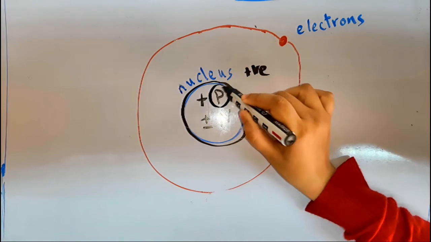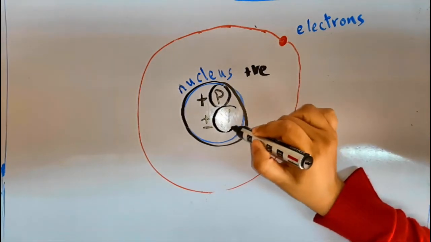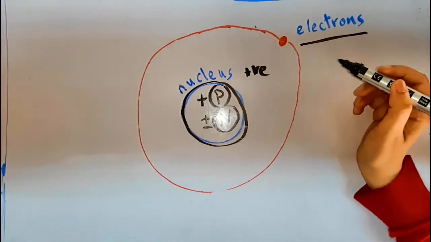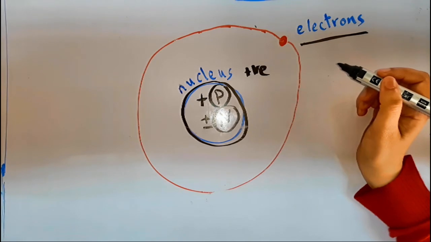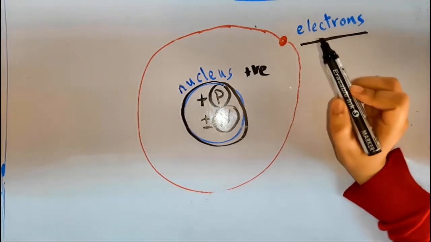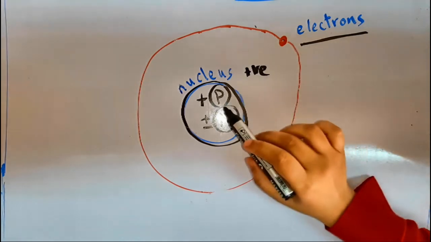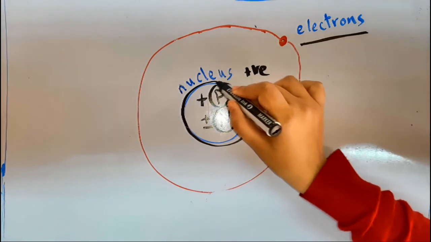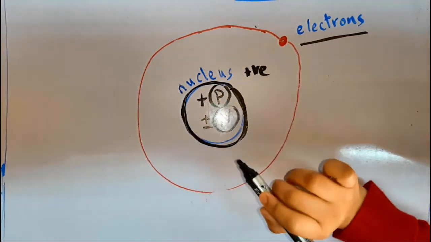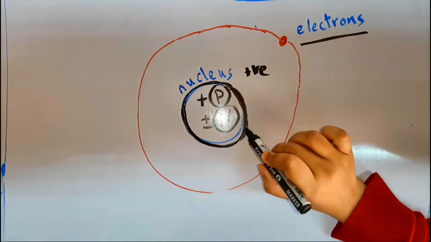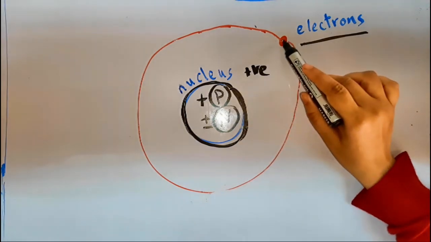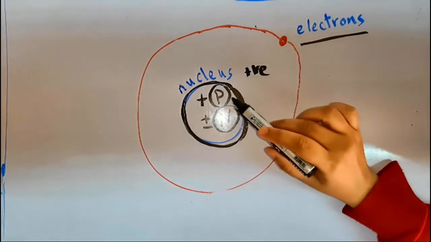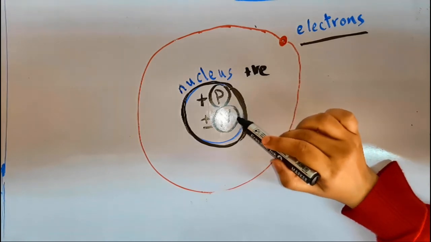The mass of protons is big, and also the mass of neutrons is very big relative to the electrons. Electrons have negligible mass. What is the meaning of negligible mass? Very, very small mass relative to protons and the neutrons. So the mass of the atom is concentrated in the nucleus. Why? Because the mass of electrons is very small or negligible relative to protons and neutrons.